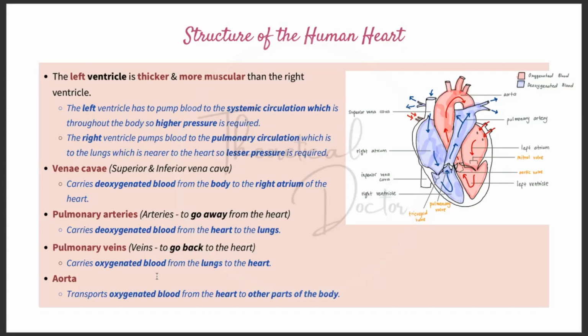So pulmonary veins, they carry oxygenated blood, red refers to oxygenated blood, from the lungs to the heart into the left atrium. Then you have the aorta, this is the aorta. They transport oxygenated blood from the heart to other parts of the body.